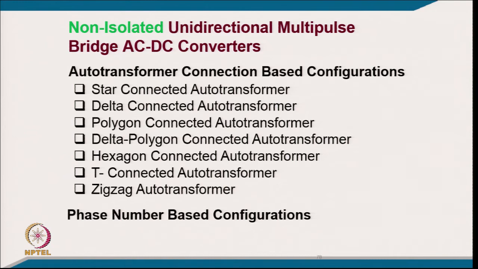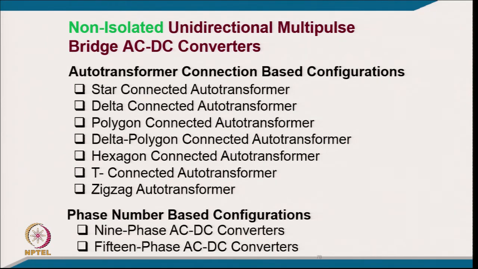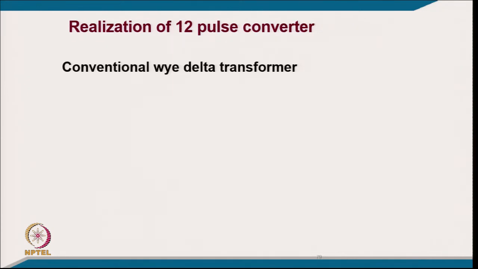And another classification we can divide them into number of pulse phases like 9 phase or 15 phase. I mean 3 phase can be converted to 9 phase or it can be converted to 15 phase, and this is something you can get a phase staggering. So, here so many connections are possible with the transformer and with the number of pulses.